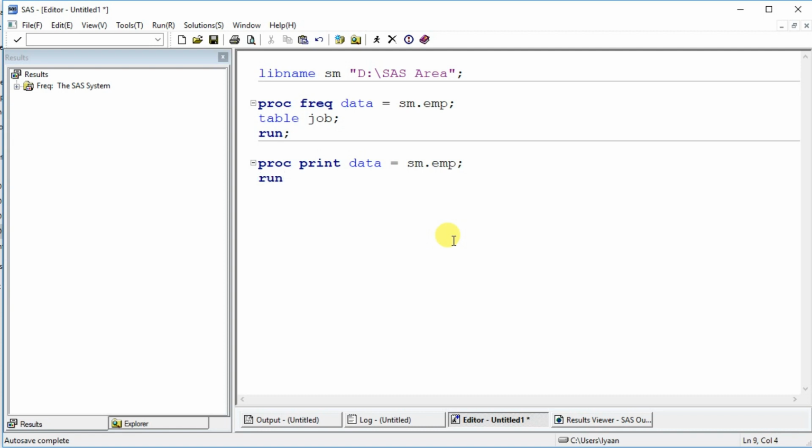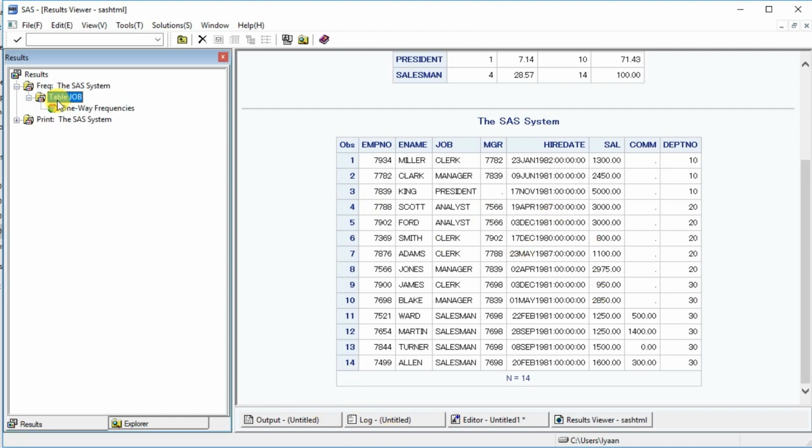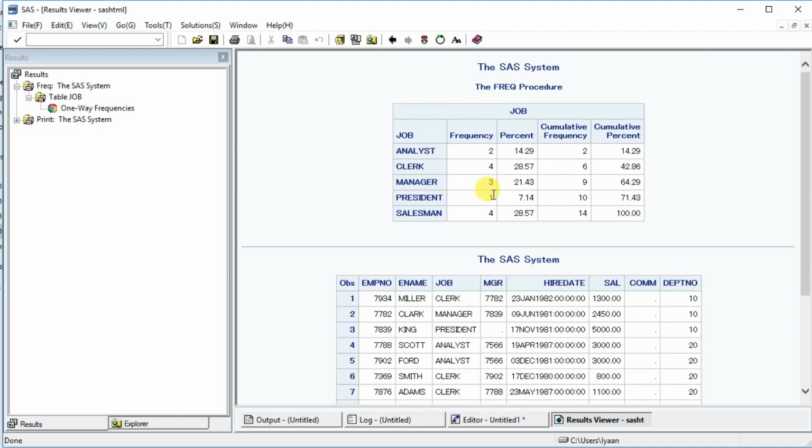Otherwise we can use means or other procedures to get the count, right? So now you see this n equal to 14, that means we have a total of 14 employees in this organization. As we have seen in the Proc Freq output, the count is 14, right? So it is very easy to understand your data with the help of Proc Freq.